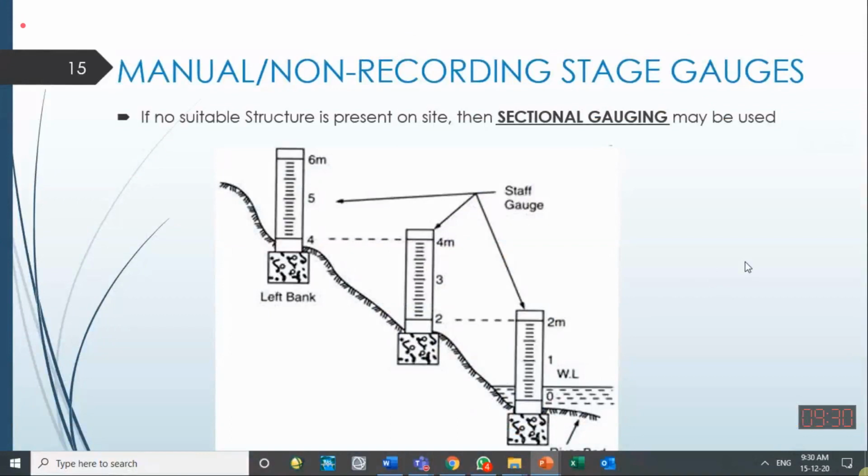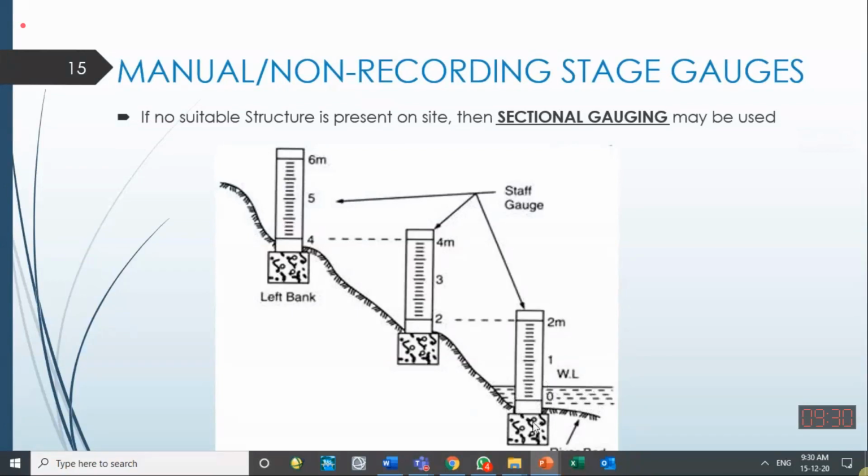Sometimes we have sectional gauges installed. A number of staff gauges are installed to measure the stage for a channel having a lot of variation in depth over the year. So we can install a number of staff gauges at suitable intervals so that once it is in high flood, we still have a staff gauge available to measure the level. And if it is at low stage, we still have a staff gauge installed, which gives us the water level.